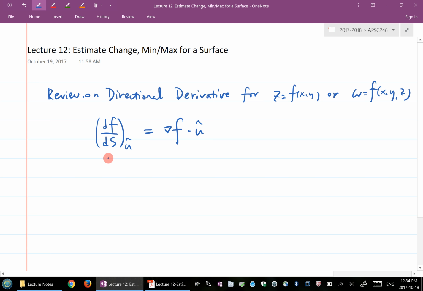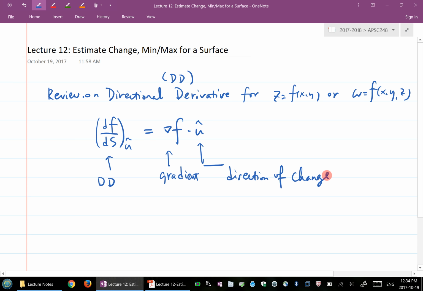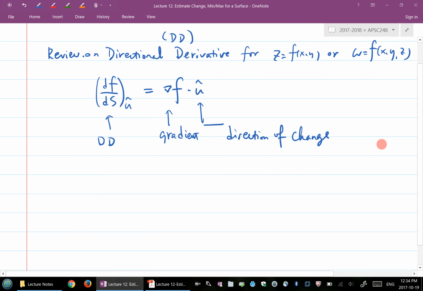Okay, so I'll call this directional derivative a dd here. This is the gradient, and this one here is the direction of change. So you go along that direction u hat by a small change, then the rate of change in the function f will be given by this dot product here.